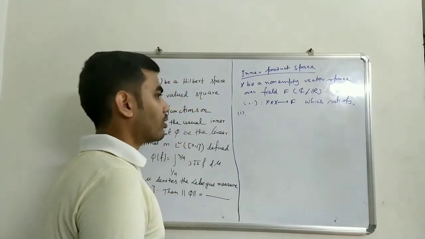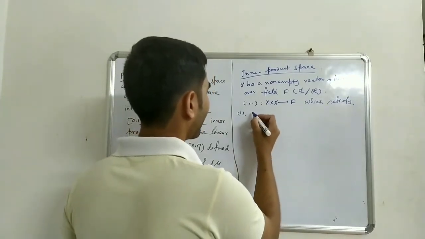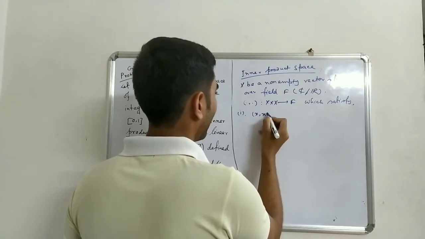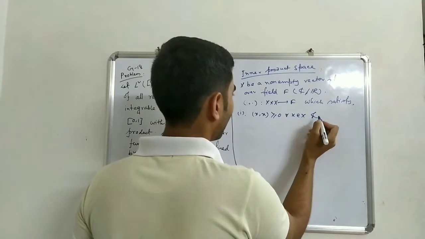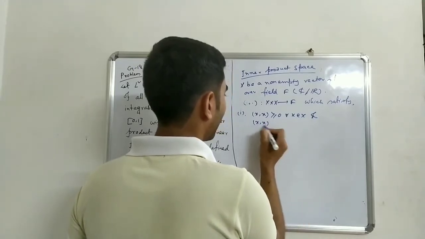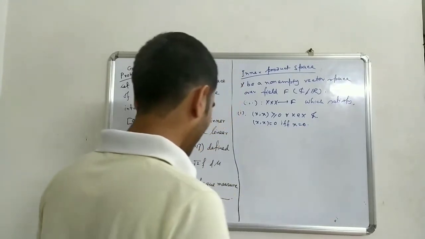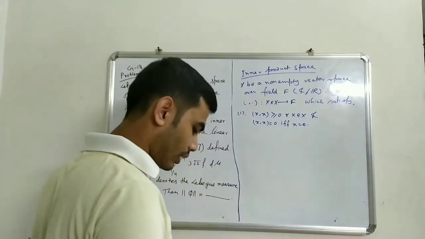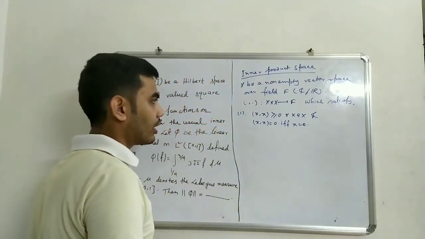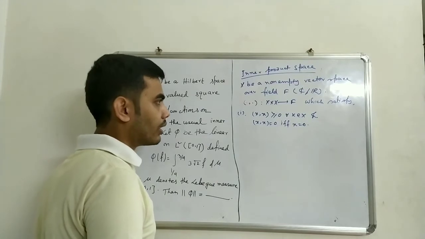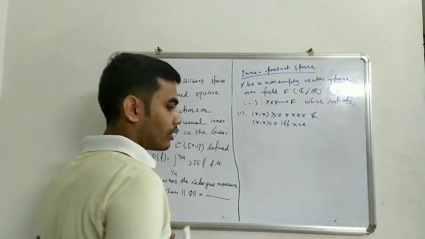So what is the condition of non-negative definiteness? The inner product of x and x is greater than or equal to 0 for all x belonging to X, and the inner product of x and x is equal to 0 if and only if x is equal to 0. So this is the condition of non-negative definiteness.